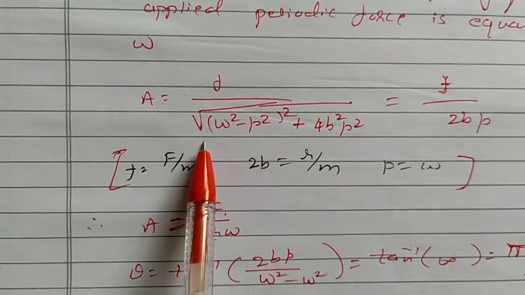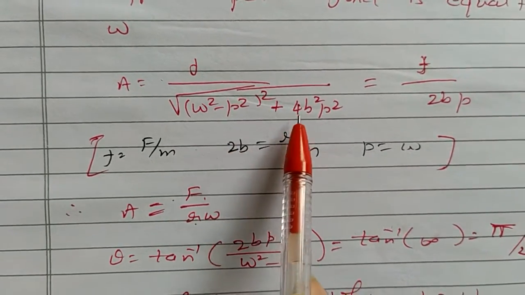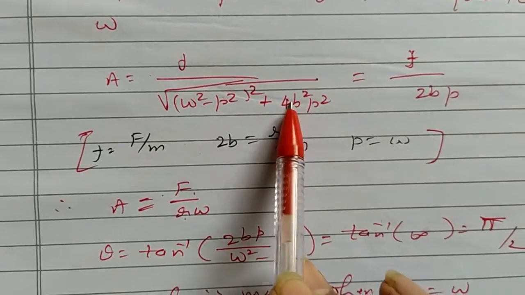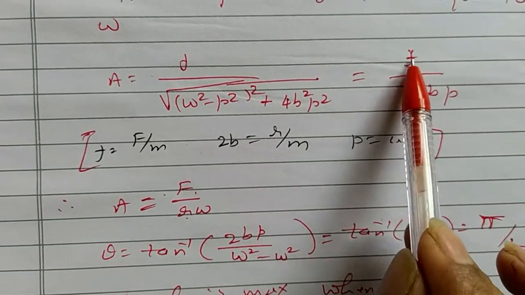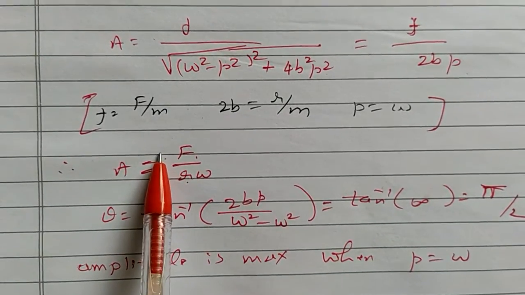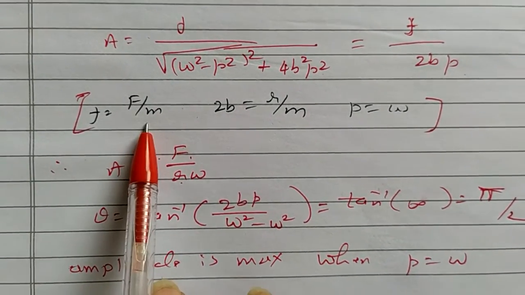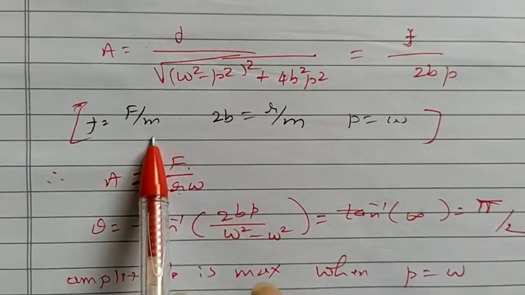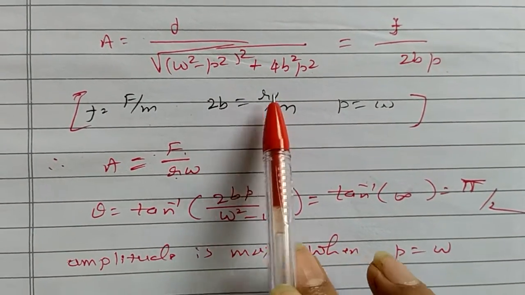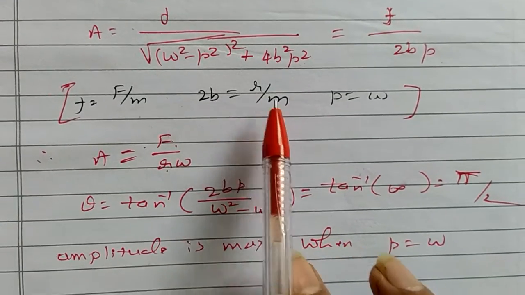A is equal to F divided by square root of (omega square minus P square) whole square plus 4b square P square. That means omega square is equal to P square, so this factor will become 0. The square root will become 2bp, so F divided by 2bp. Again you resubstitute that F is equal to f divided by m. What is 2b? 2b is equal to r divided by m, because b is equal to r divided by 2m.